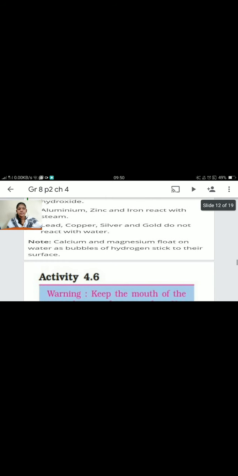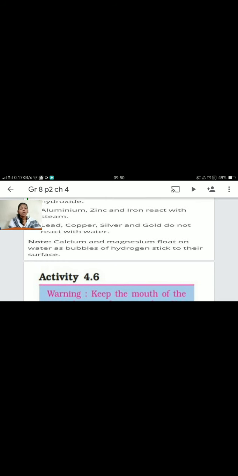So here I have given you the conclusion. Sodium, potassium and calcium react with cold water. Magnesium metal reacts slowly with hot water to form slightly soluble magnesium hydroxide. Aluminium, zinc and iron react with steam. Lead, copper, silver and gold do not react with water. And calcium and magnesium float on the water as bubbles of the hydrogen stick to their surfaces.